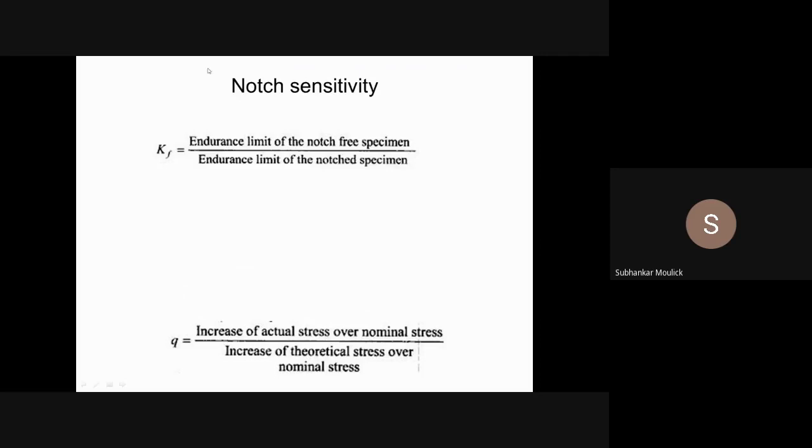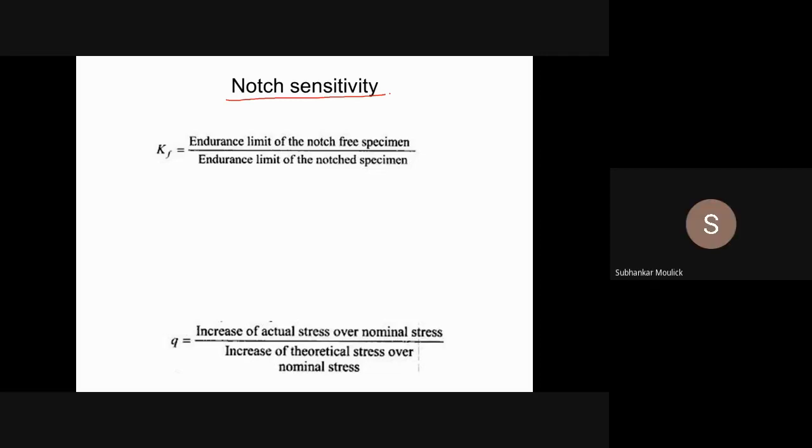The next topic is notch sensitivity. So can anyone tell me, by the name of the topic, what it can be? What do you mean by the term notch sensitivity? Sir, the value at which the notch starts working, I think.